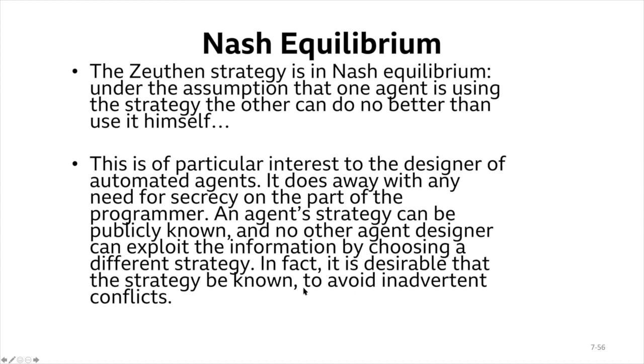In other words, if your agent is going to negotiate, then it's actually in its interest to publish its code. Publish its code for the Zeuthen strategy and say, look, this is the code that I'm going to use to negotiate. Why is it in its interest to do that? Because it means that no other agent can benefit by doing anything other than using the same strategy.